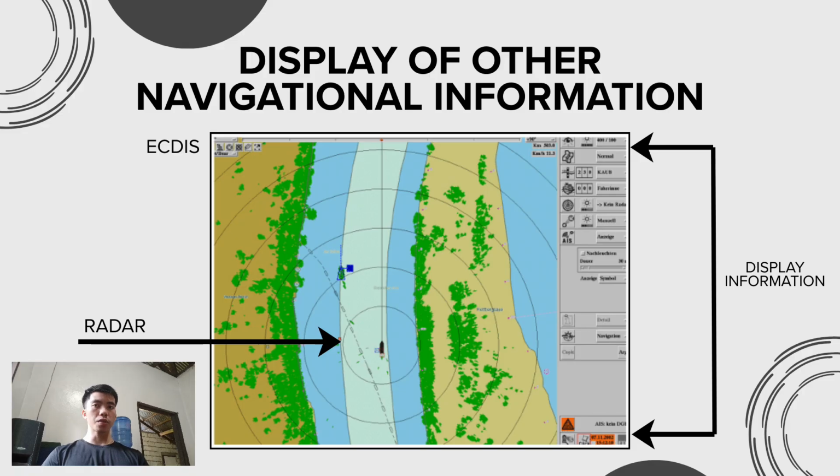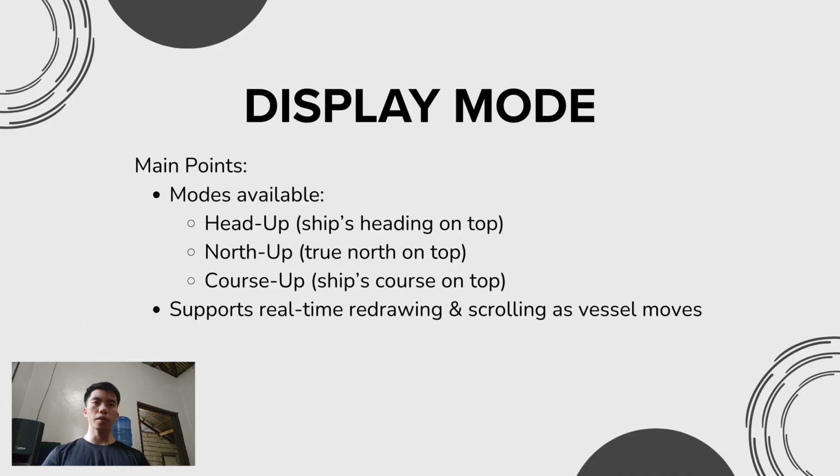The system also allows the user to filter and select which data to display, and it provides alarms and warnings, for example, when the ship is about to cross a safety contour. So that's all for the display of other navigational information. Next is the display mode. The main points of display mode are the modes available.